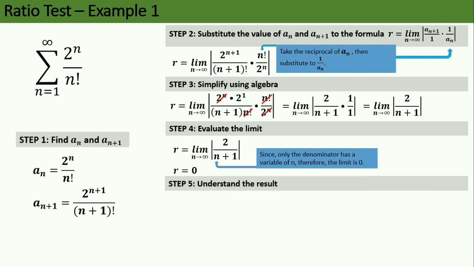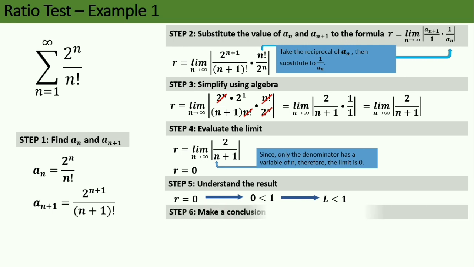Then step 5, understand the result. So our r is equal to 0. Then 0 is less than 1. Therefore, our limit is less than 1. Then step 6, make a conclusion.